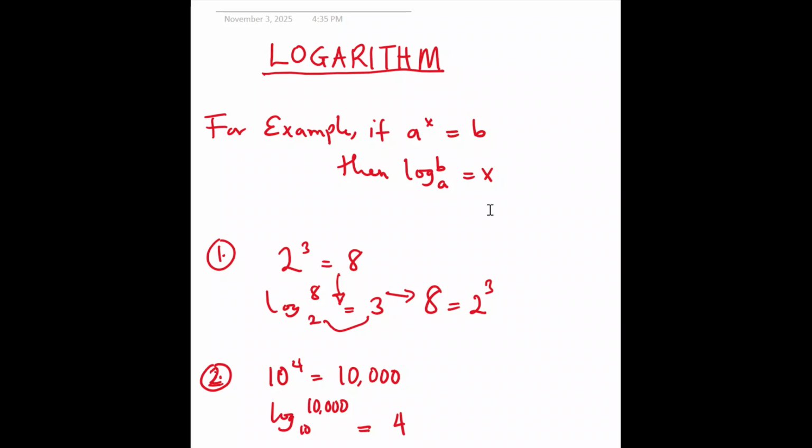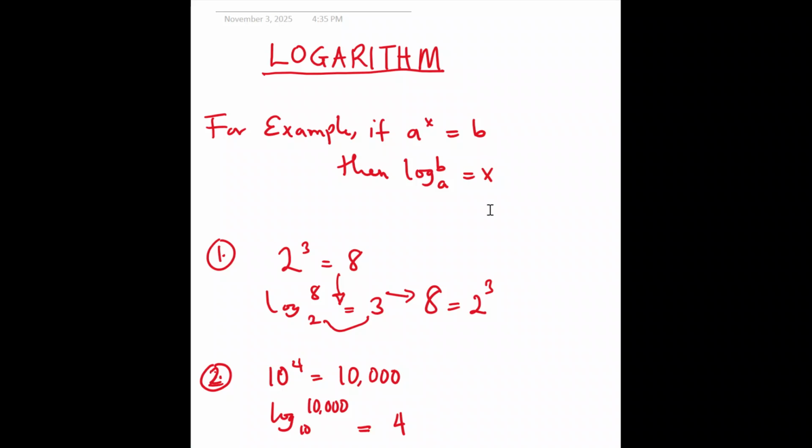Look at this example: 2 raised to the power 3 equals 8. If we write it in logarithmic form, we write log 8 base 2 equals 3, and this 3 is the exponent of 2. So when we rewrite it back in ordinary form, we still have 8 equals 2 raised to the power 3.